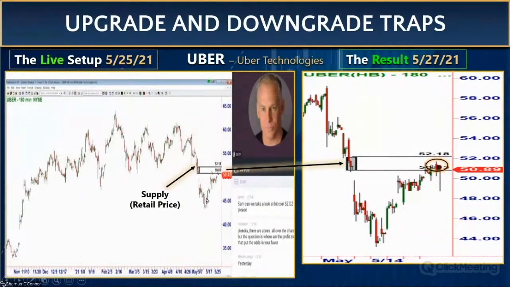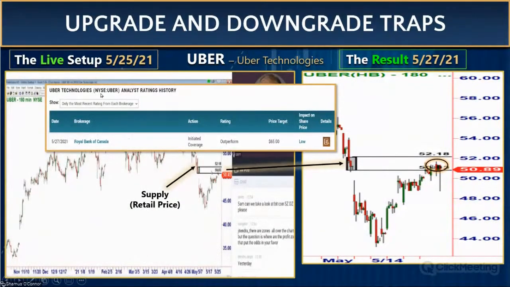So Uber was trickling its way back up to our level. Well, what helped us? An upgrade. Sure enough, Uber Technologies gets an upgrade from the Royal Bank of Canada right on the 27th. The initiation was covered. Think of what everyone does.